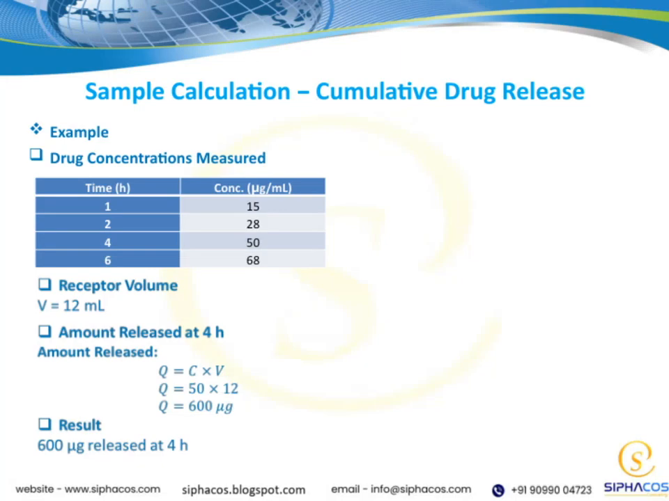Here, we see a table showing drug concentration measured over time, in micrograms per milliliter. At 1 hour, the concentration is 15. By 2 hours, it nearly doubles to 28. 4 hours in, it reaches 50, and at 6 hours, it's 68. This data forms the basis for calculating cumulative drug release, tracking how much of the drug has been released into the system over time. It's a clear example of how we quantify drug delivery in real terms.